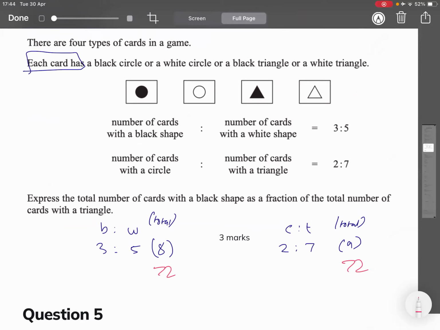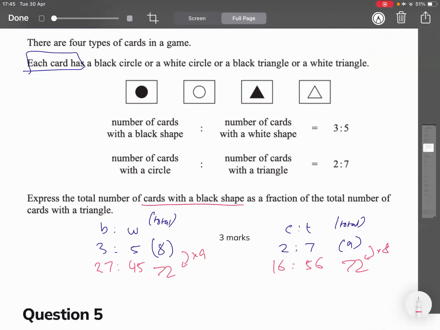So now in reality, I don't have 5 white shapes. I actually have 45 white shapes. I don't have 3 black shapes. I have 27 black shapes. It's the same ratio, but unsimplified. And I times these by 8, so I get this. Now my ratios are accurate and reflect the real cards in real life. Because somebody had previously just given us simplified forms of the ratios.